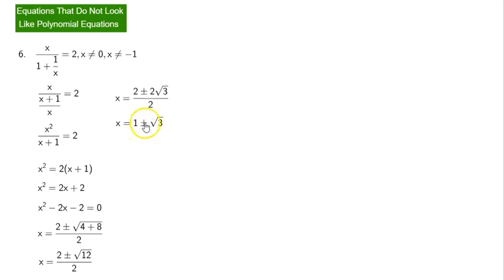That is x equal to 1 plus or minus square root of 3. So 1 plus or minus square root of 3, where square root of 3 is 1.732. So when we add it, it is not equal to 0, it is not equal to minus 1. 1 minus 1.732 is again not equal to minus 1, not equal to 0. So we have arrived at the solution set.